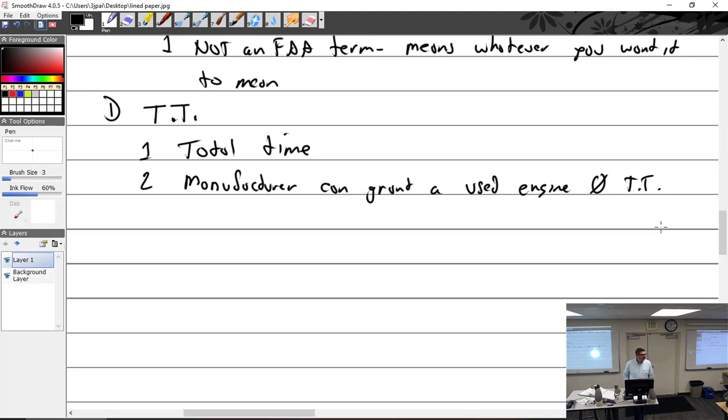What does it mean that an overhaul shop gives you a 0 time? They can't. Only the manufacturer, unless the manufacturer authorized them, if they're factory authorized, which I don't know of anybody that is. So you can go 0 since major overhaul, but otherwise, the time gets carried forward.